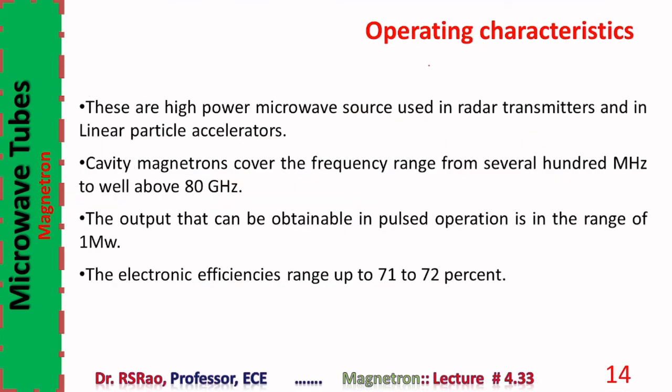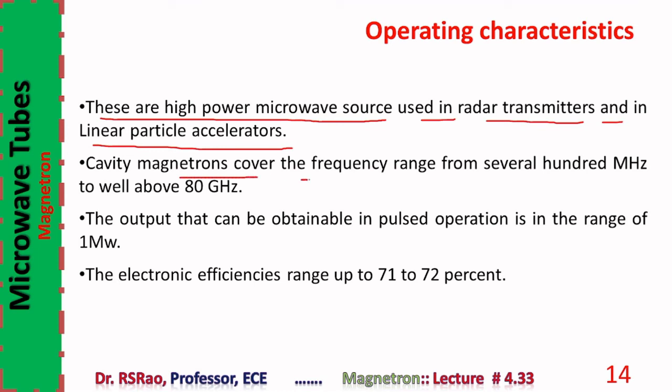Now, a few points regarding the specifications of these devices. These are high power microwave sources, used in radar transmitters and in linear particle accelerators. Of course, their use in radar is a past story. They are no more being used in radars, though in earlier days they were used.